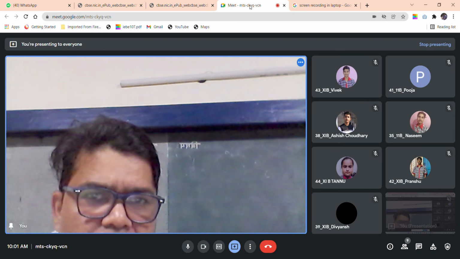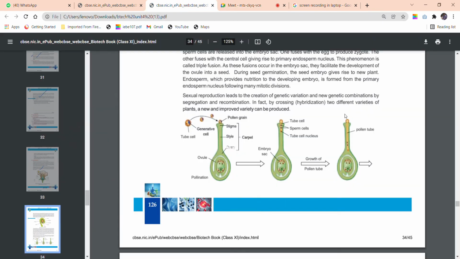So you know, one nucleus will fuse with the egg, just see. Okay, and the other nucleus will fuse with the polar nucleus. So fusion of the male gamete and the egg, that is known as fertilization.